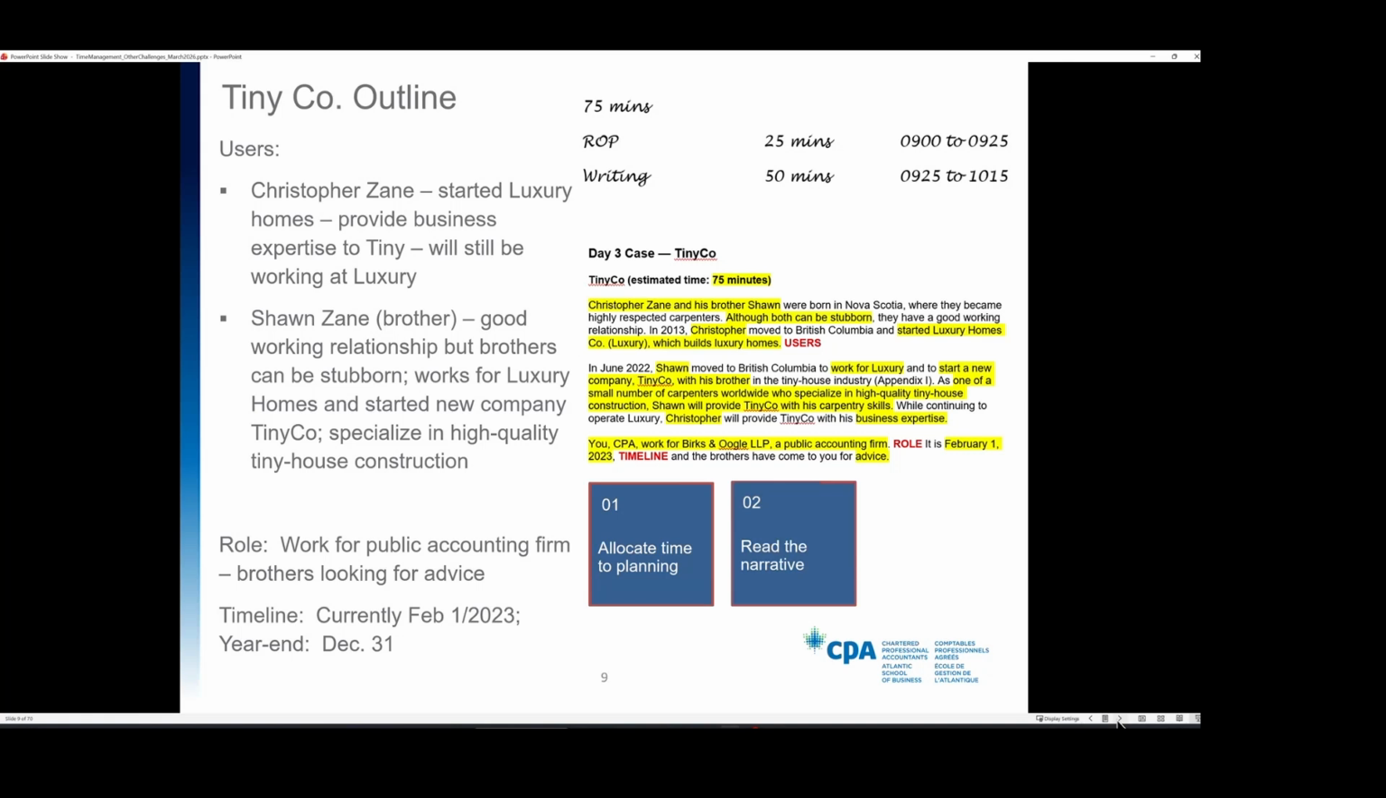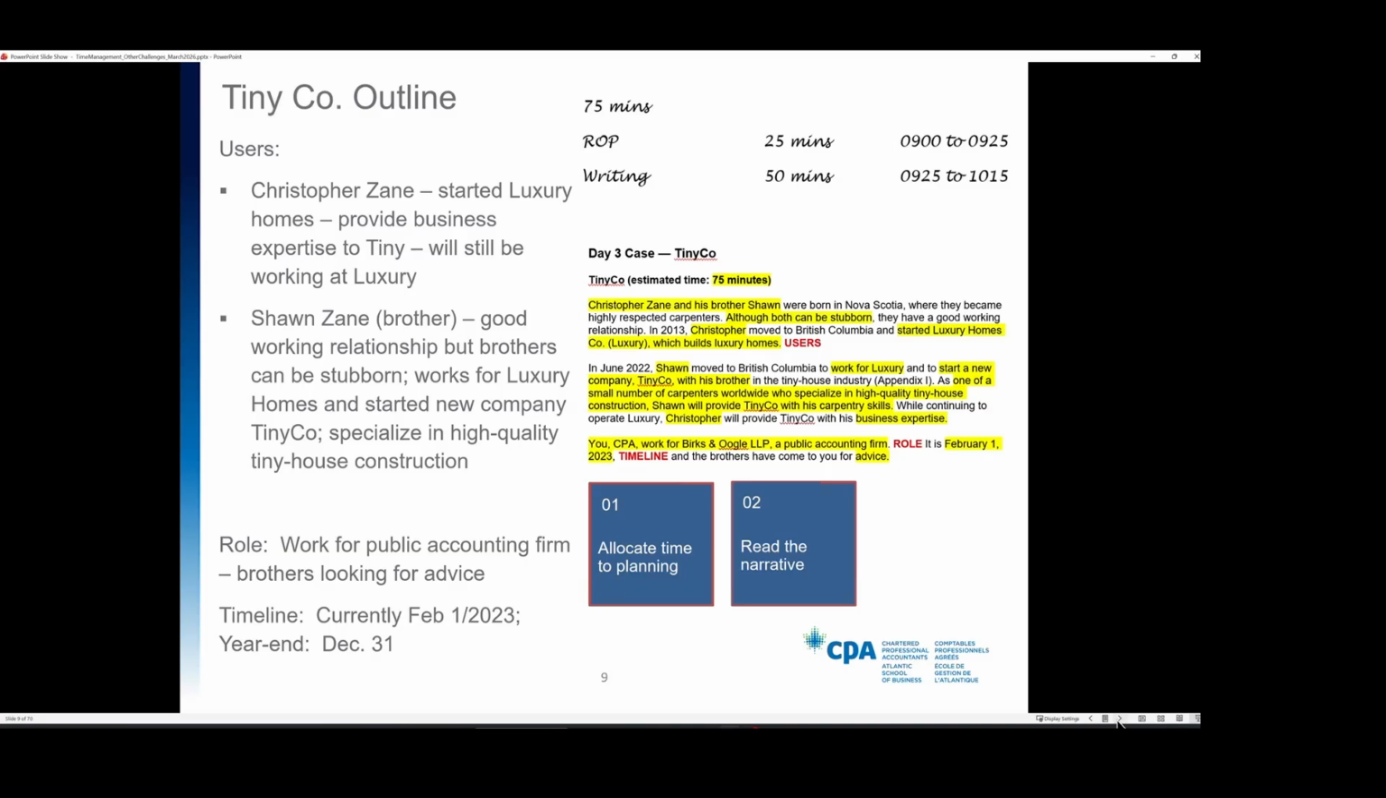So let's start with step 1, and that is to allocate time to planning. The recommendation is that you allocate between 25 and 30% of the time for planning. Day 3, you're going to have a minimum of 3 to 4 cases. So time management is critical, which means the planning process is critical.